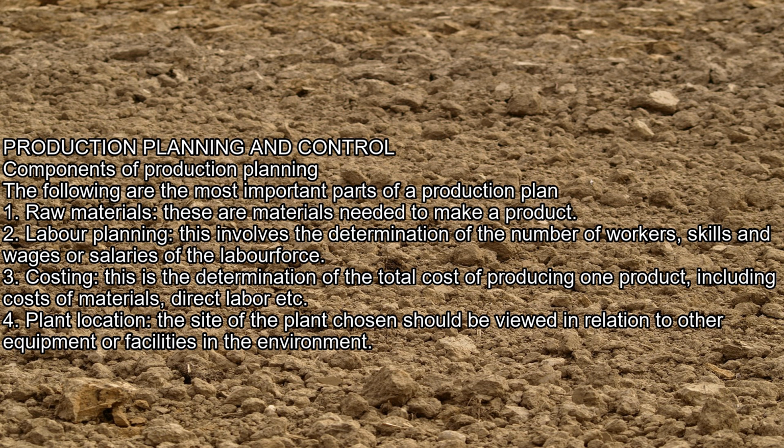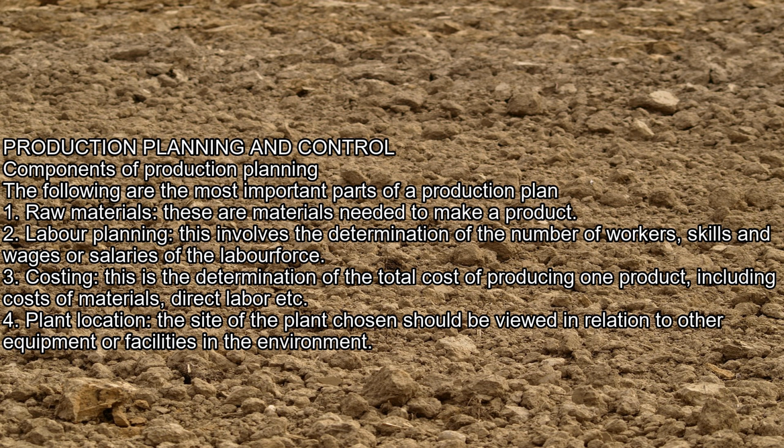1. Raw materials. These are materials needed to make a product. 2. Labor planning. This involves the determination of the number of workers, skills and wages or salaries of the labor force. 3. Costing. This is the determination of the total cost of producing one product, including costs of materials, direct labor, etc. 4. Plant location.